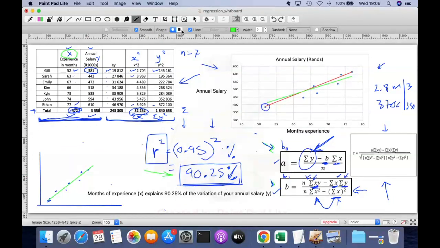If, for instance, your r squared, let me put a different color here as an example, hypothetically, let's say r squared is 20%. Then what happens is if you change your x, it's not going to change your y as much as compared to this. So here your y is very sensitive to a change in x, whereas here the y is not sensitive to a change in x. That's why we say variation. So we say months of experience explains about 90% of the variation of your annual salary.